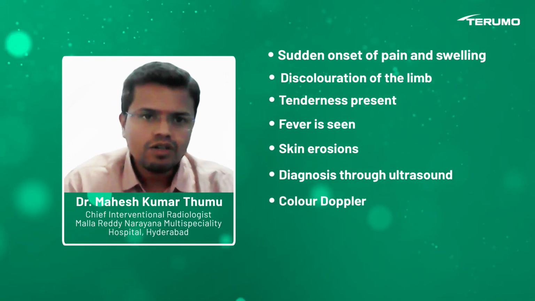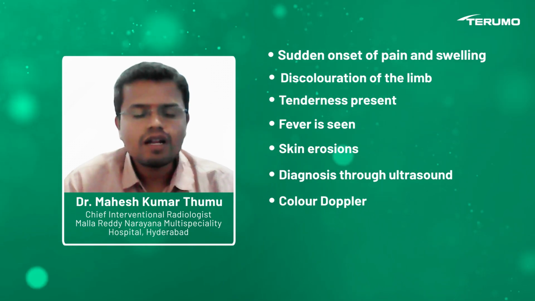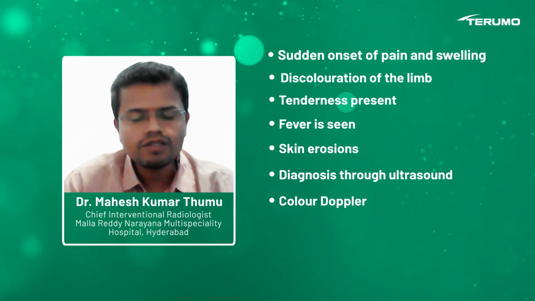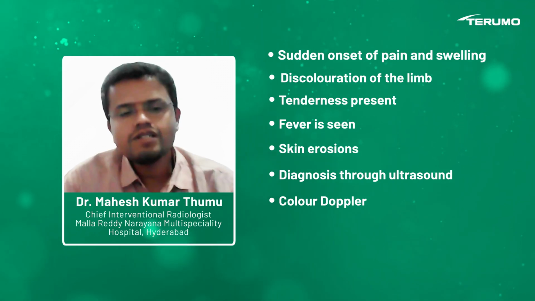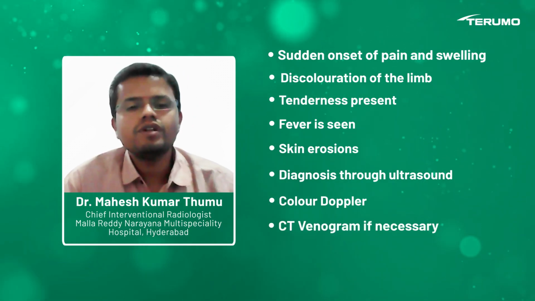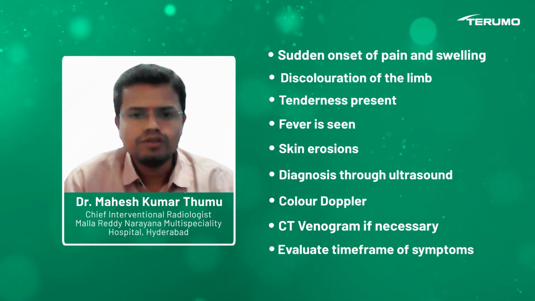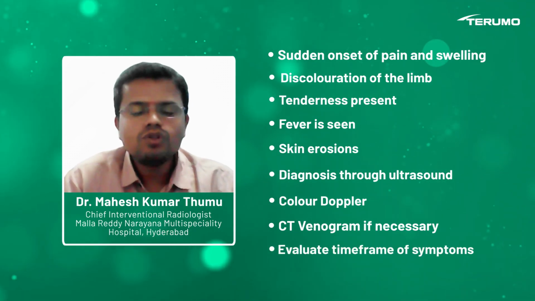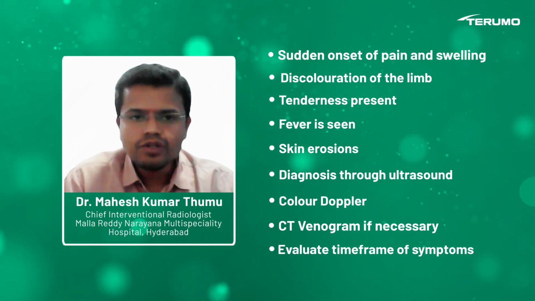Even if you don't have a color Doppler, you just look for compressibility. If it is non-compressible and, on putting color in, there is no flow seen within the deep veins, that is how we diagnose deep vein thrombosis. If you are planning any intervention, we definitely do a CT venogram at a later stage, just before the intervention. We have to evaluate the time frame of onset. Any patient within 2 weeks of deep vein thrombosis has a better result with intervention.